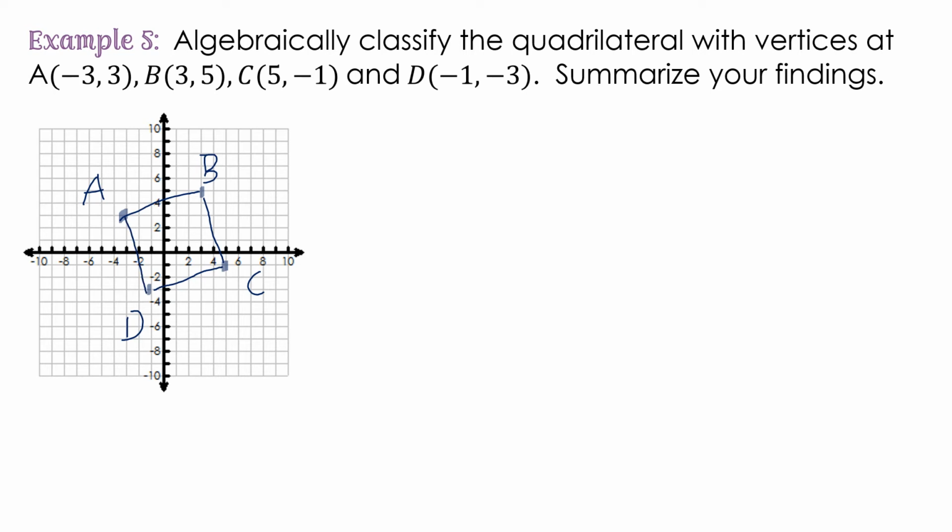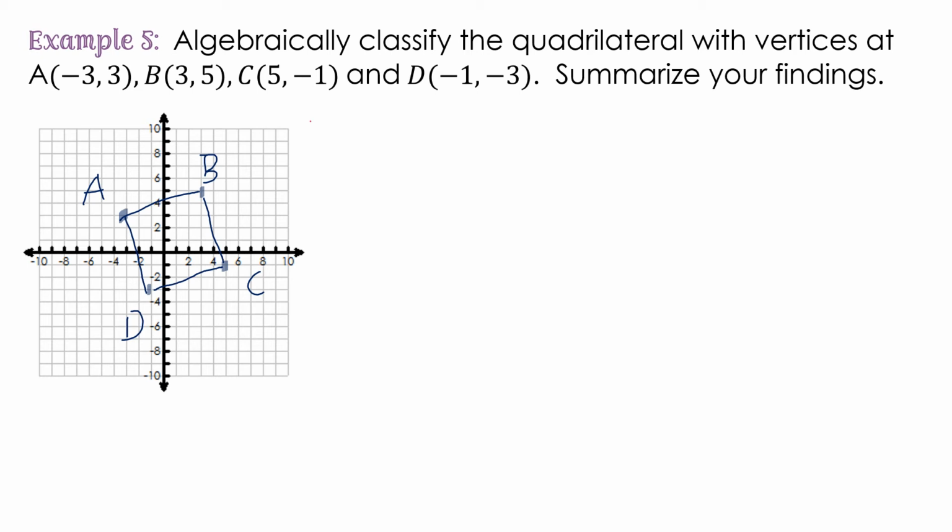Okay, so it definitely appears that the sides are all the same, making me think this could potentially be a rhombus or a square. So we definitely need to find the lengths of all the sides. But we're also going to need to find the slopes since it looks like it could be a square. It looks like those might be right angles. On this one, we're going to do both distance and slope. So a little bit more work on this one.